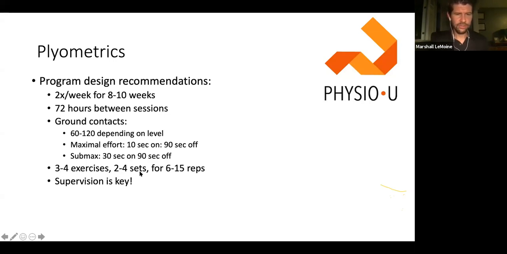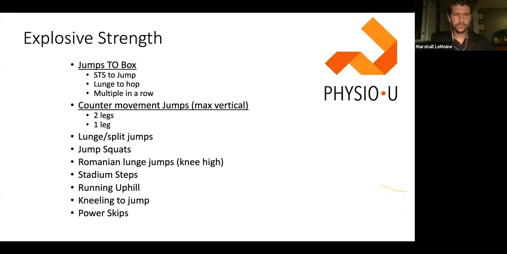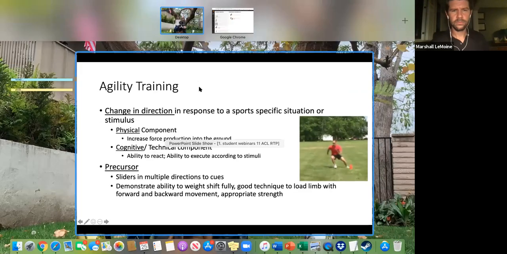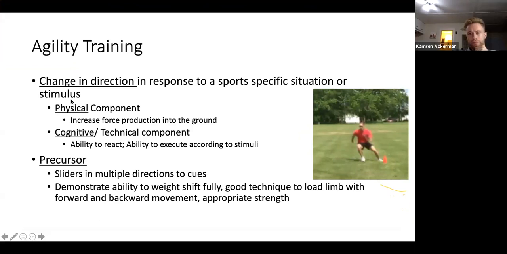3 to 4 exercises, 2 to 4 sets, 6 to 15 reps. Good. And here are some examples if you're trying to work on explosive strength. You can work on different things depending on the category they're trying to build on. Versus, let's go into agility. Any questions on the jumping or the hopping, the plyometric stuff? Nothing in the chat. Yes. Okay. Nice. All right. How are we doing?